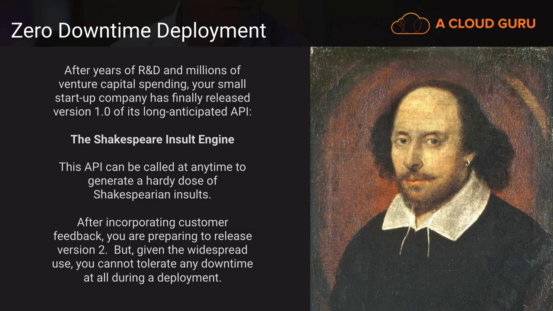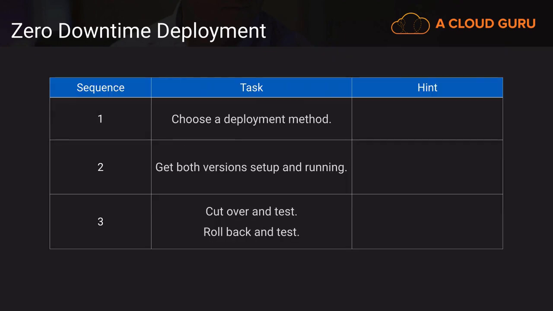Now, we're readying version 2 to be released because we've incorporated quite a bit of customer feedback. But because it's so well used, we can't incur any downtime at all during a deployment. So we have to figure out what to do. For starters, we're going to have to figure out a deployment method. And secondly, we need to get both versions set up and running. You'll find a link to the application, both version 1 and version 2, in the resources section under this lecture. And then finally, we need to do a cutover and then test that, and then roll back and then test that.